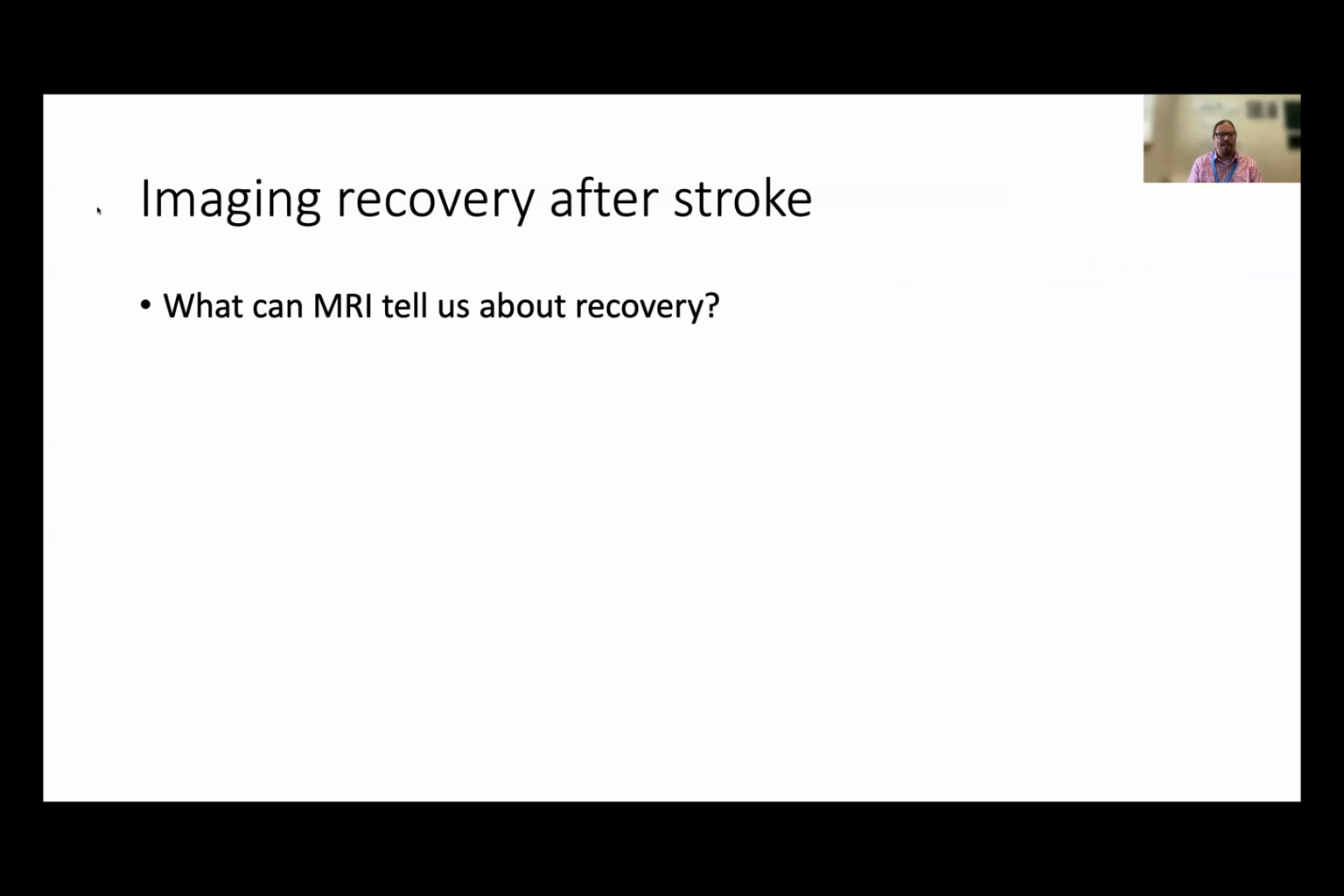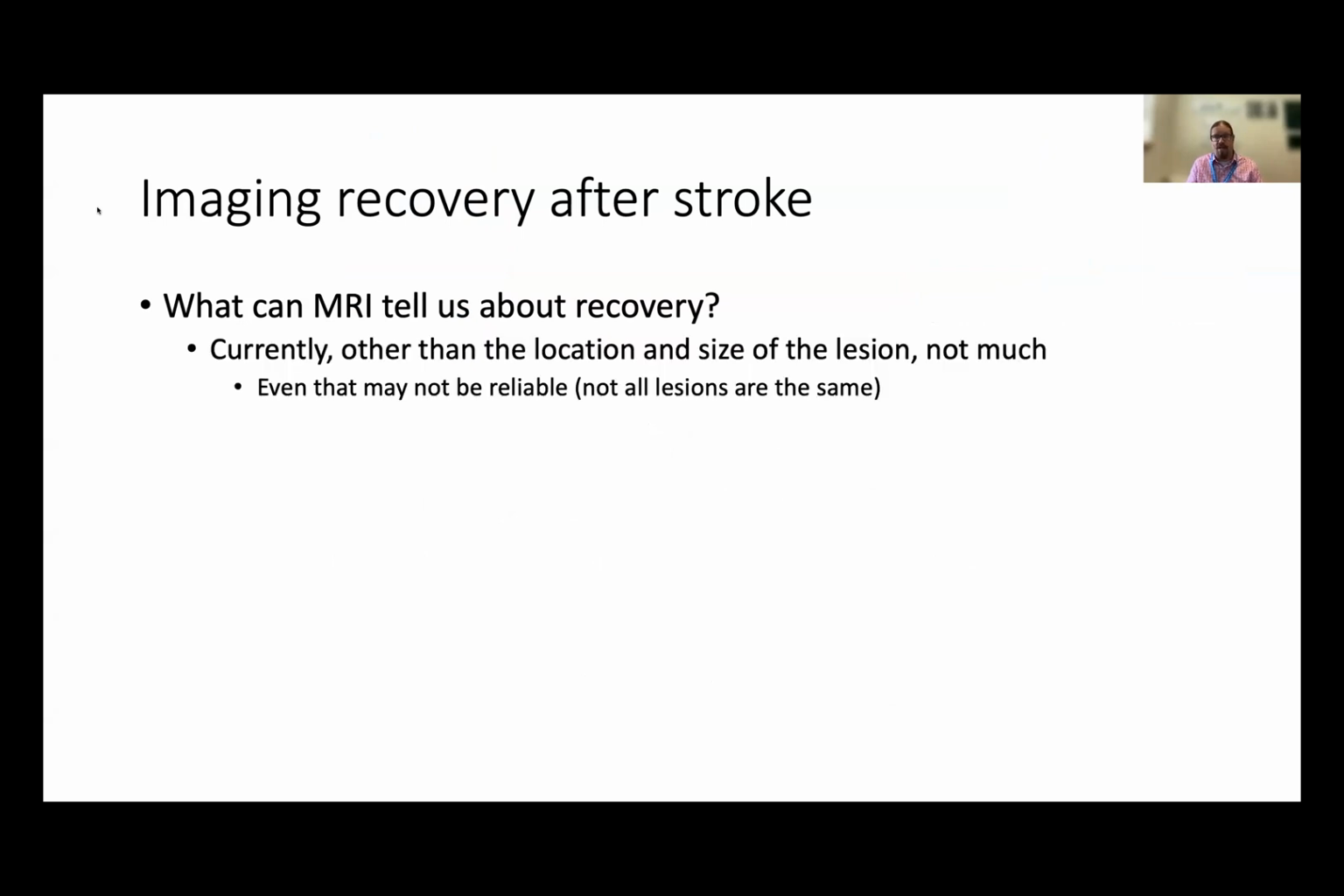So, imaging recovery after stroke. What can MRI tell us about recovery right now? It's an open question. Some people may have different opinions about it. From what I can tell at this point, other than the location of the lesion and the size of the lesion, there's not really much that MRI tells us about recovery. Certainly, even that can be deceptive, as I'll get into, with some of the lesions perhaps not representing what we think they represent.